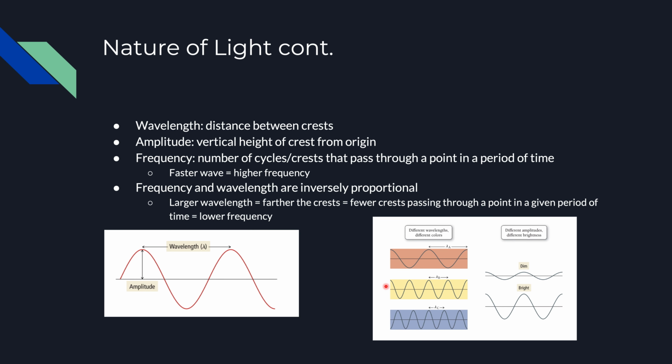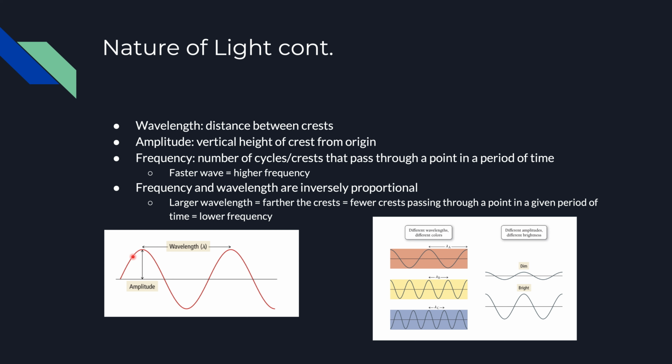And now let's talk about what makes up the wave itself. Wavelength is the distance between crests, which is right here, or you can say distance between troughs, which is right here. Amplitude is the vertical height of the crest from the origin. Remember, it's not the height from trough to crest. That would be two amplitudes. However, I don't think we really use amplitude that much in this context.